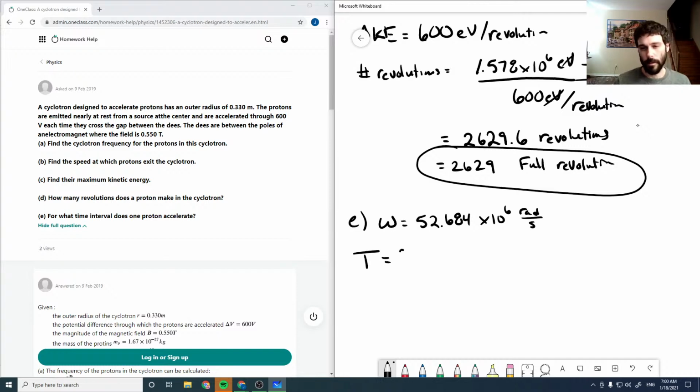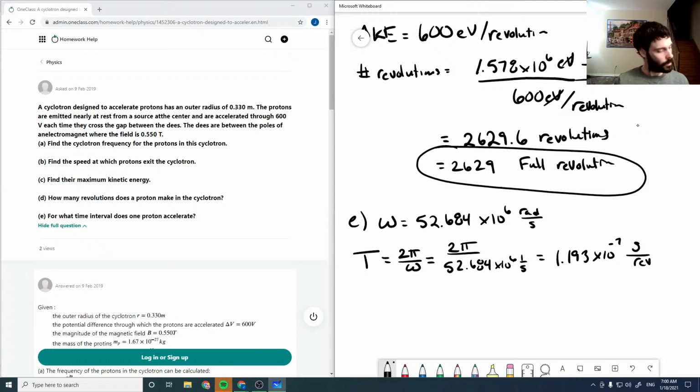Our period is 2 pi over omega, which is 2 pi over our 52.684 times 10 to the 6 per second, which is 1.193 times 10 to the minus 7. And this is in seconds per revolution. Again, revolution not a real unit, but just to keep track of things.